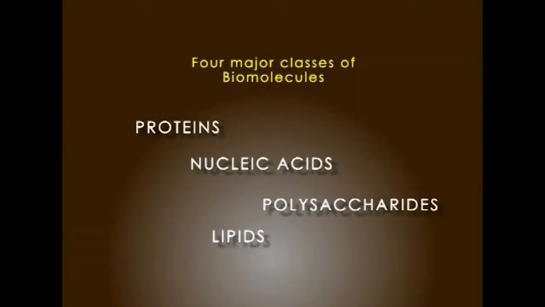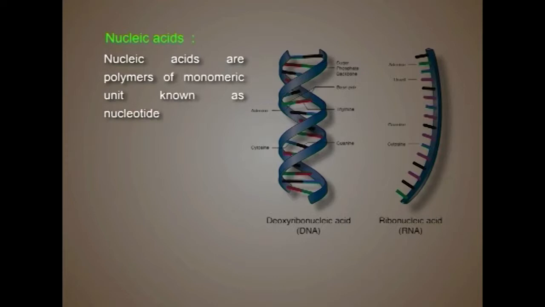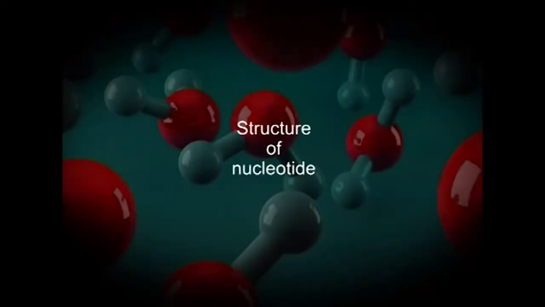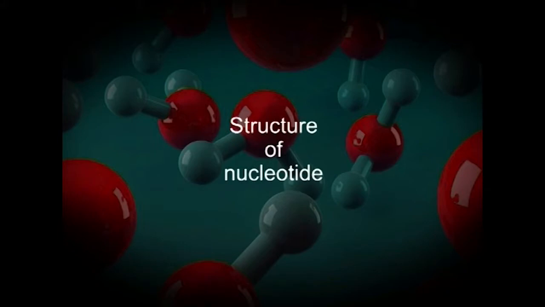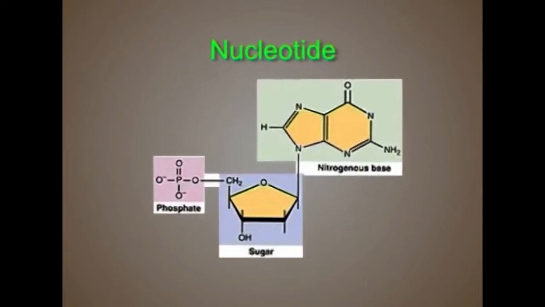Now, the second major important biomolecule, nucleic acid. Nucleic acids are polymers of monomeric units known as nucleotides. There are two types of nucleic acids, namely deoxyribonucleic acid or DNA and ribonucleic acid or RNA. Let's discuss the structure of the nucleotide. Each nucleotide is made up of three small subunit molecules.